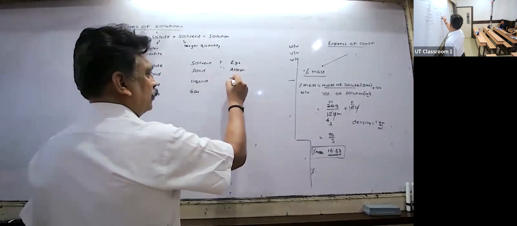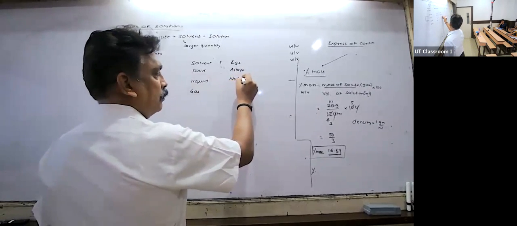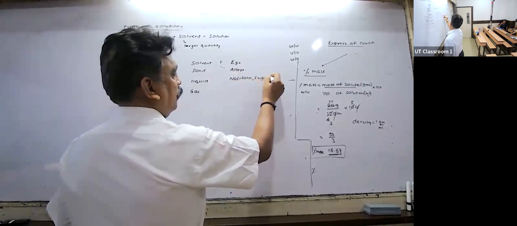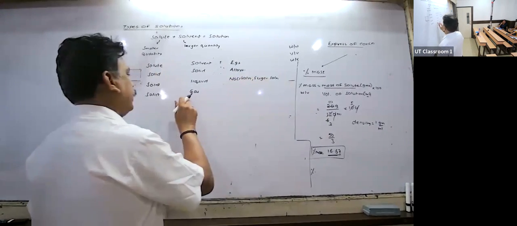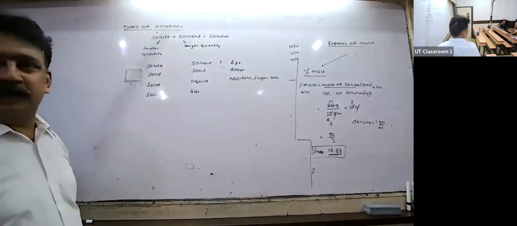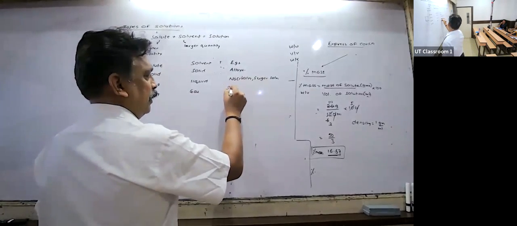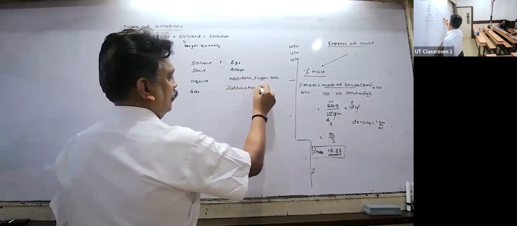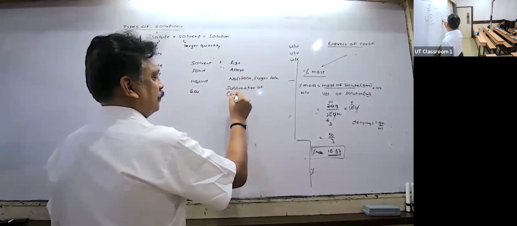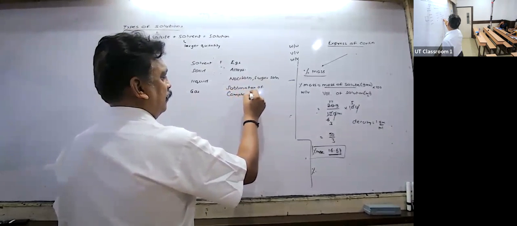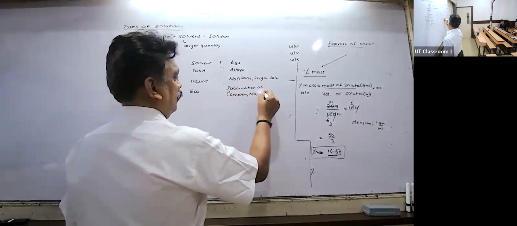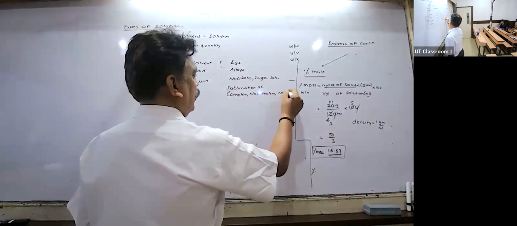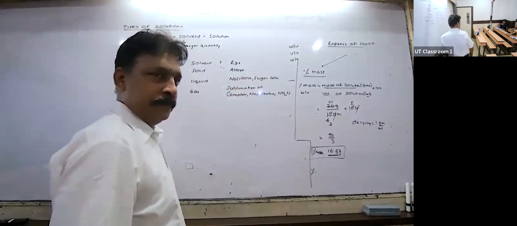Then solid and liquid, what can it be? Sodium chloride solution, sugar solution, salt solution. Solid in gas, what is that? Sublimation of what? Camphor, naphthalene, ammonium chloride. Yes, sublimable substances.